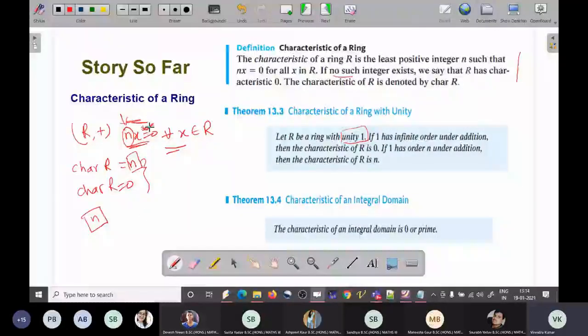So if a ring has unity, that is 1, then at some point x is going to take the value x equals 1. If it is true for all x, then it is going to be true for the unity also. So things become very easy. The result is that if a ring R has unity, then if 1 has infinite order under addition, then the characteristic of R is 0.